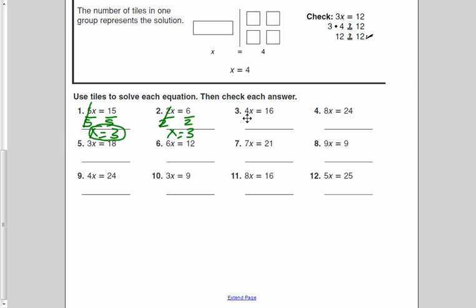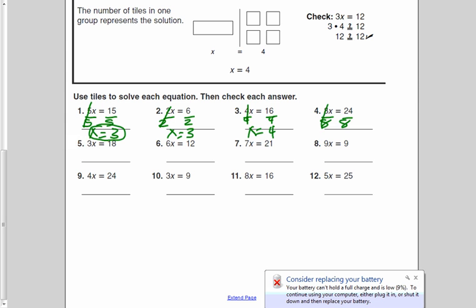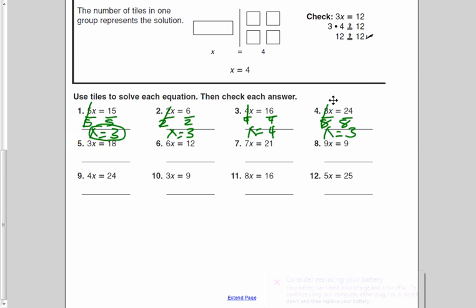All right, number 3, the opposite of times 4 would be divide by 4. So keep the balance. This will cancel out. We're left with x. X equals 16 divided by 4, which is 4. And let's substitute and solve. Is 4 times 4 equal to 16? Yes, it is. Number 4, divide by 8. Divide by 8, keep the balance. Cancels out. We're left with x. 24 divided by 8 equals 3, so we have x equals 3. Substitute back in. 8 times 3 is 24. Go ahead and try the rest of these problems. Pause the video and then play to check your answers.